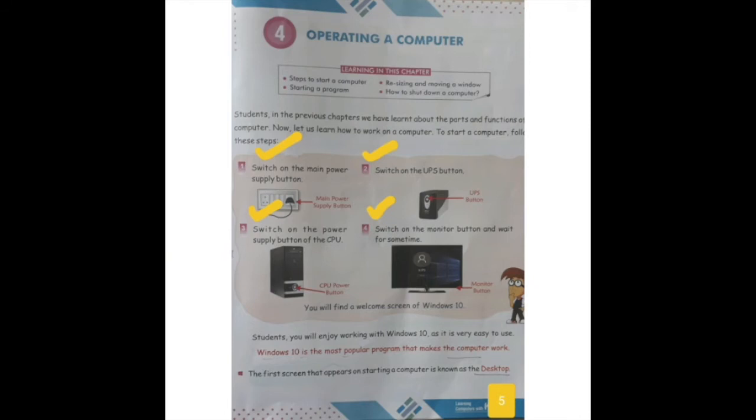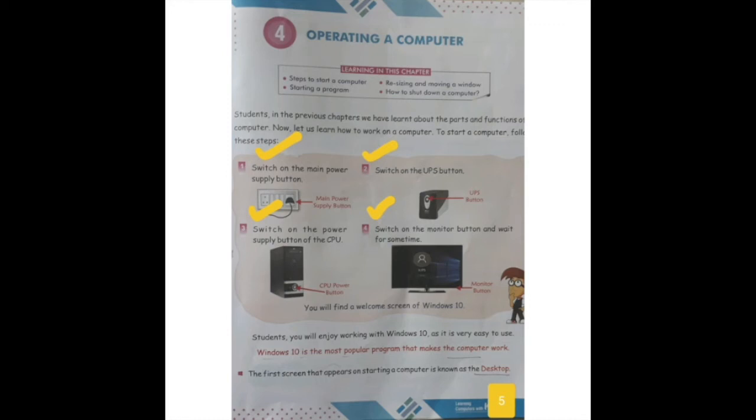The first point says to switch on the main supply button. Secondly, switch on the UPS button. Third, the CPU button. And fourth is the monitor button or the screen button so that you can see your computer working.